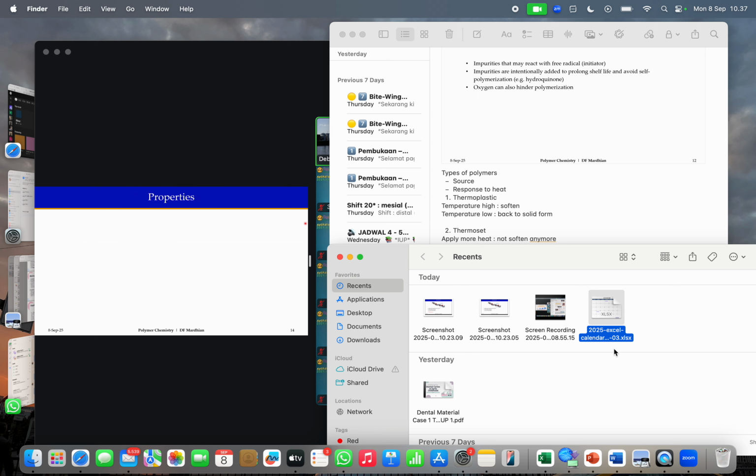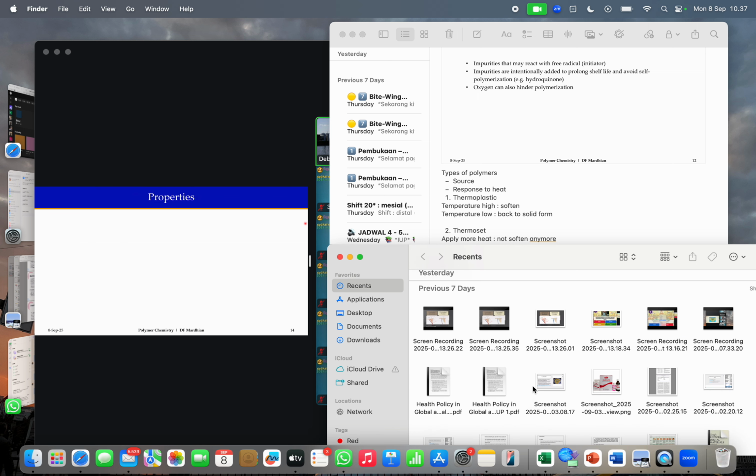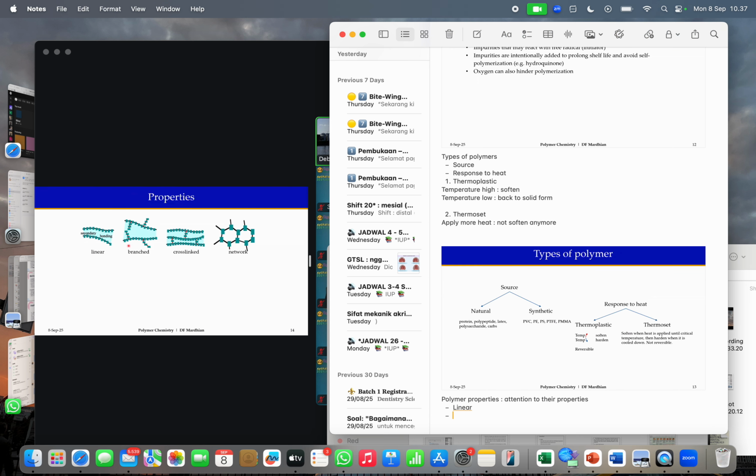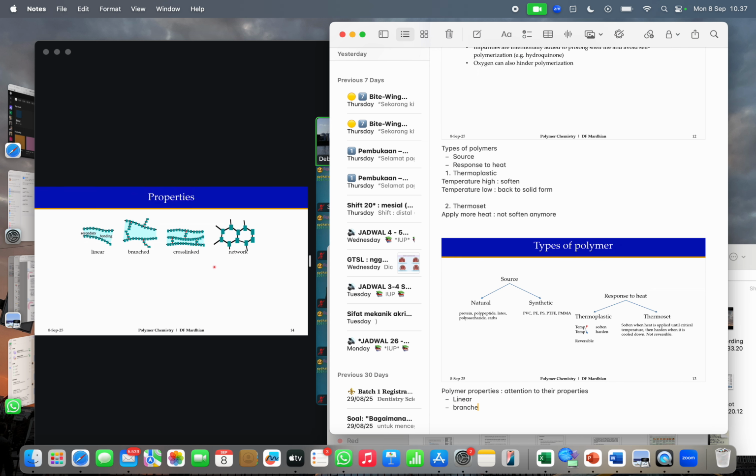And when we talk about the properties of polymer, we need to address their molecular form. Like here, we have linear polymer, branch polymer, crosslink, and network. So, judging from these images, which polymer has the highest strength?